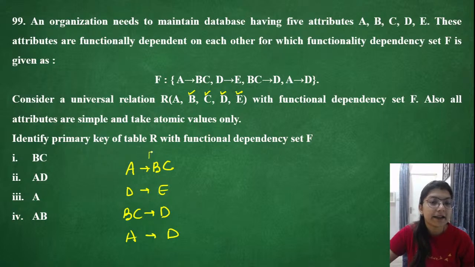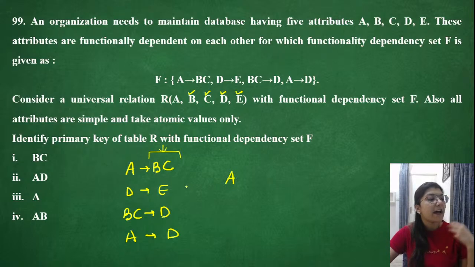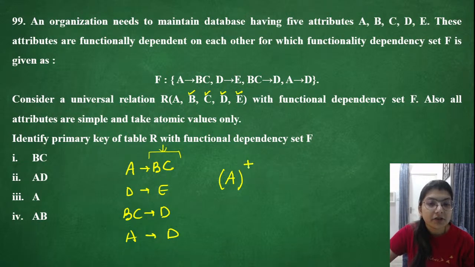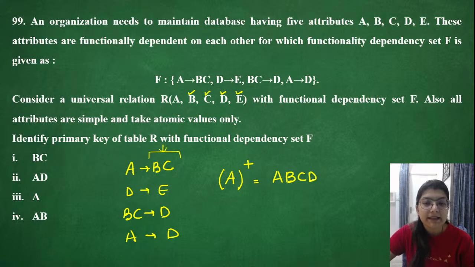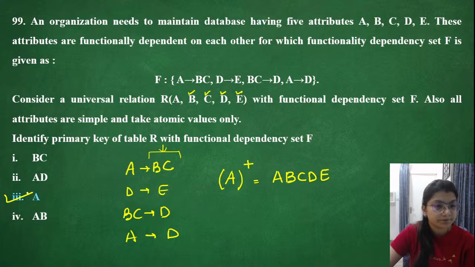We have to check on the right hand side. So this means I don't have A. This means that no attribute is able to determine A. So A has to be in your candidate key or primary key. So first I'll try to find the closure of A only. So A determines BC, BC determines D, and D determines E. So the correct answer is option number 3.